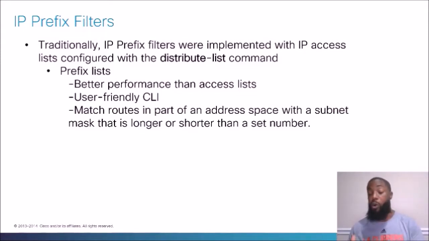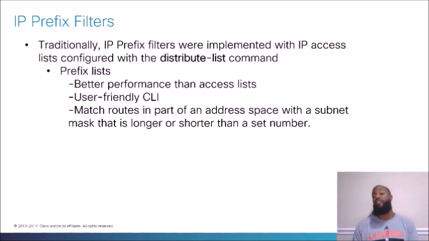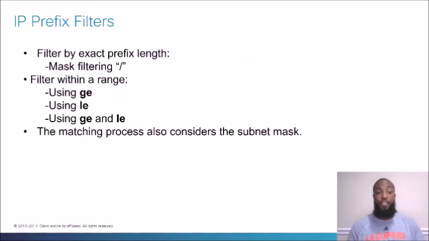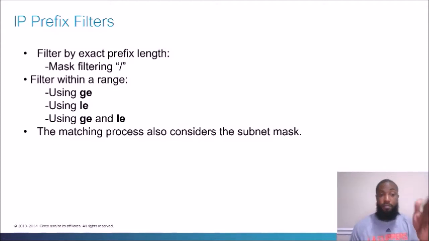In this case, there's an or operation called less than or equal to and greater than or equal to. We'll cover that in a little bit. That's the most powerful thing about prefix filters, the neatest feature of them. You can filter by exact prefix length by just putting the CIDR notation of the subnet mask. I'll show you when we do hands-on. The subnet and then the subnet mask, and you will be filtering using that exact subnet.